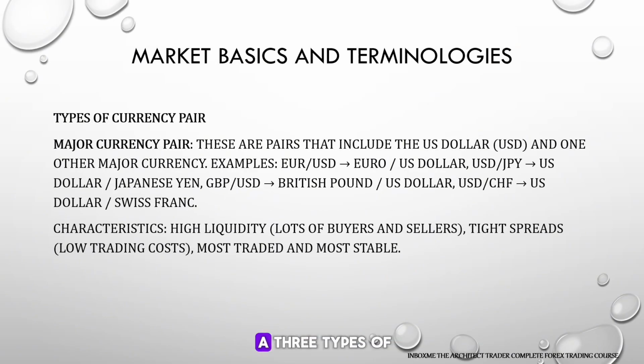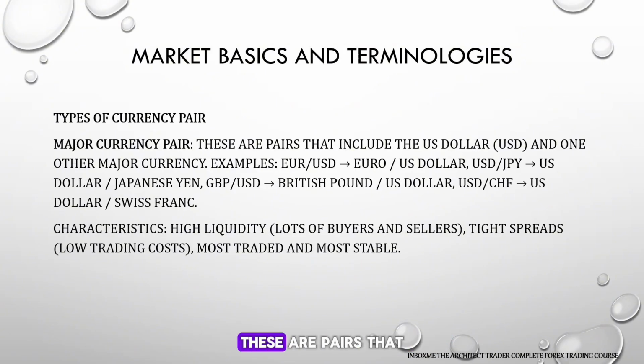So we have three types of currency pair. When you're dealing with currency, that means you're dealing with countries, and there are tons of countries, right? So the pairs that actually exist have been grouped into three types. We have the major currency pair, the minor currency pair, and the exotic currency pair. So starting off with major.